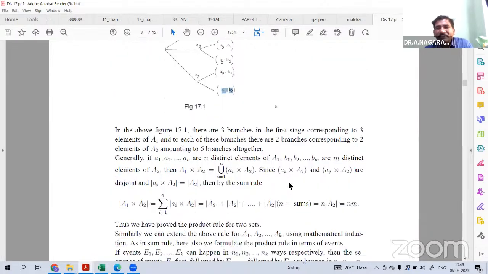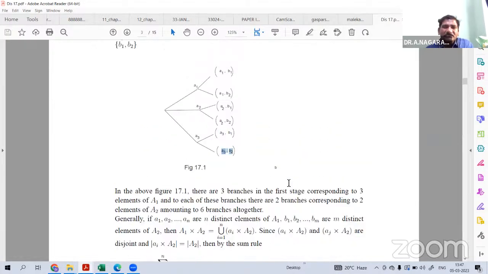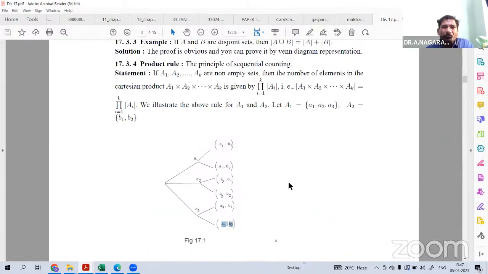So here, 3 branches, the first stage contains 3 elements, and the second stage contains 2 elements. So 3 × 2 is how much? 6. So it comes together to 6 elements. This is an example for the product rule.